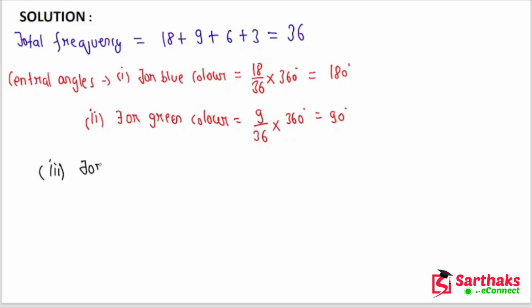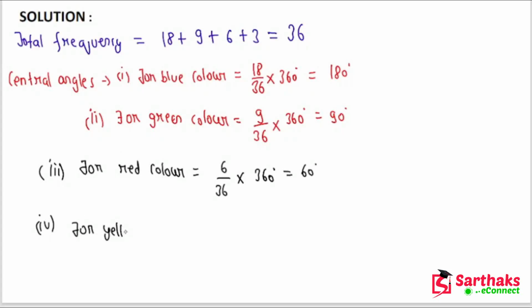Now again, for red color, the frequency is 6, so 6 upon 36 into 360 degree would turn out to be 60 degree. And the fourth is for yellow color. For yellow color, it is 3 upon 36 into 360 degree, which would turn out to be 30 degree. You can clearly see the sum is 360 degree. So we have well dedicated the central angles.